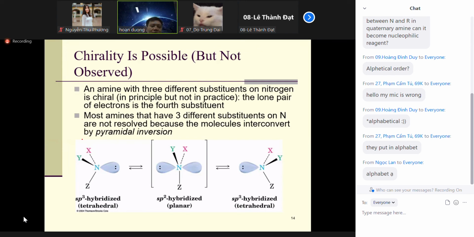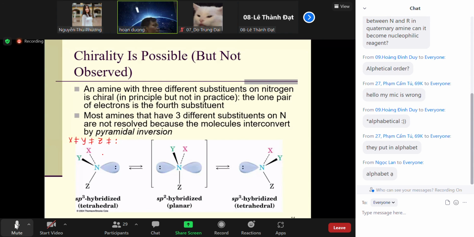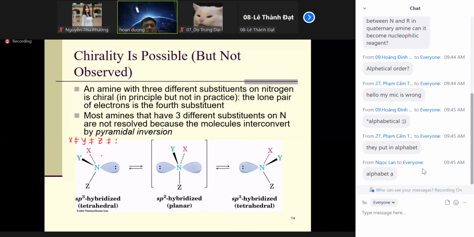If you have X, Y, and Z, they are substituents on nitrogen, and they have a pair of electrons here. So that means now you have X different from Y and different from Z and different from the pair of electrons. All right? So nitrogen now becomes chiral.